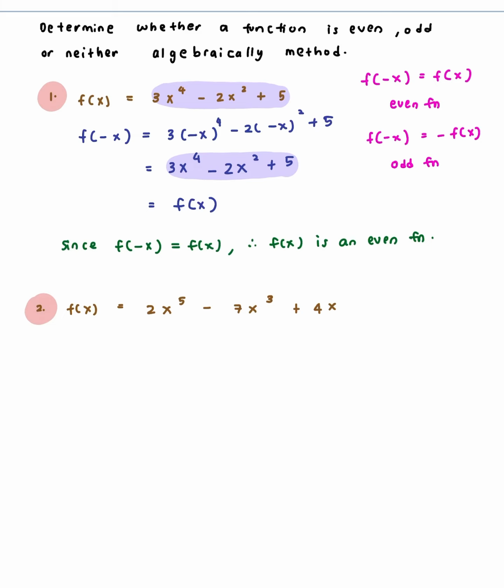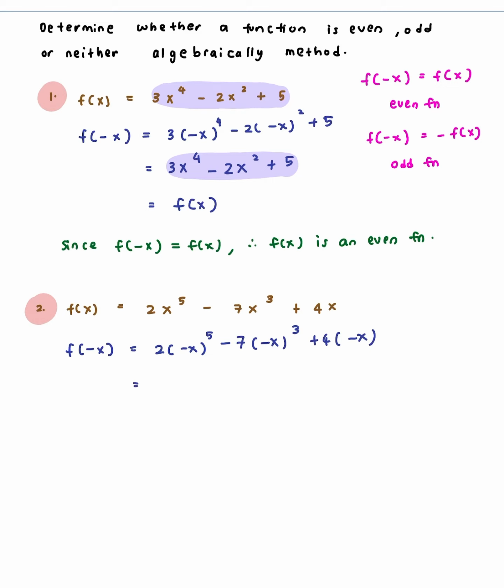Alright, look at question number 2. f(x) is equal to 2x to the power of 5 minus 7x cubed plus 4x. How do you recognize this using the algebraic method? You just substitute negative x into the given function, so all x will change to negative x. 2(negative x) to the power of 5 minus 7(negative x) cubed plus 4 times negative x.